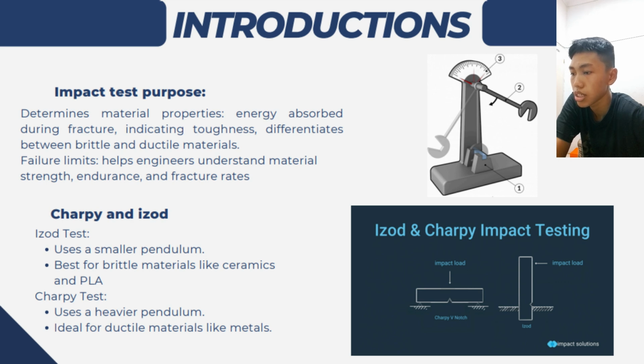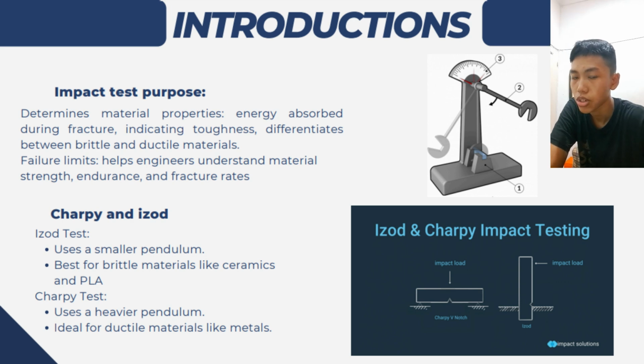Izod test usually uses a smaller pendulum, and it is best for brittle materials such as ceramics and PLA, while Charpy test uses a heavier pendulum and is ideal for ductile materials such as metals. This makes sense because ideally more ductile materials are able to absorb more energy, therefore they use a heavier pendulum and use the Charpy test instead of the Izod test.